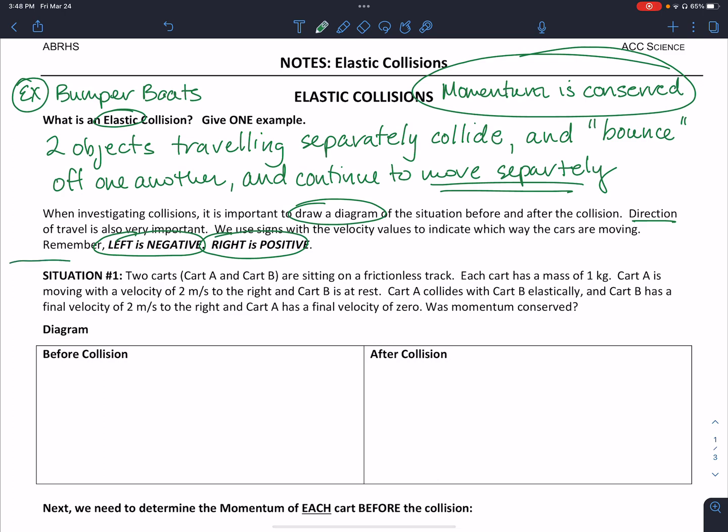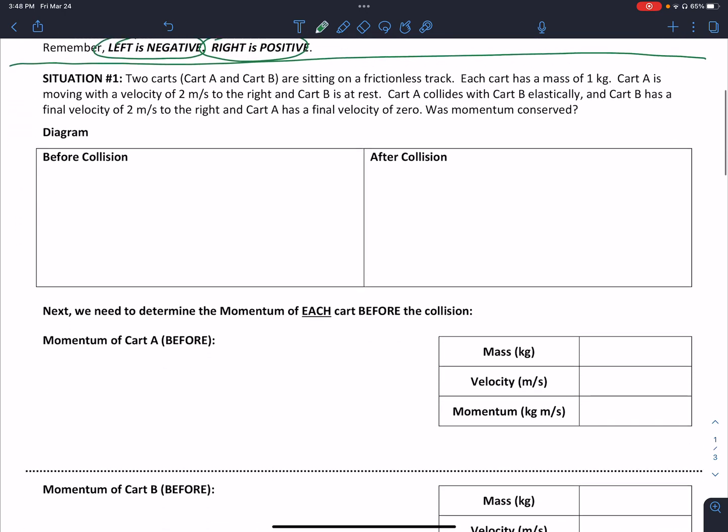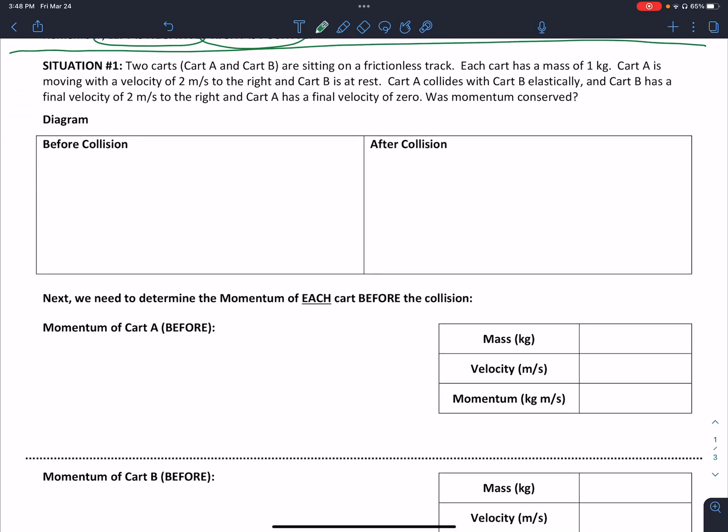So let's look at situation number one. We have two carts, cart A and B, sitting on a frictionless track. Each cart has 1 kilogram of mass, and cart A is moving with a velocity of 2 meters per second to the right, while cart B is at rest. Cart A collides with cart B elastically, so it tells us the type of collision. Cart B has a final velocity of 2 meters per second to the right, and cart A has a final velocity of 0. The question is, was momentum conserved in this collision?